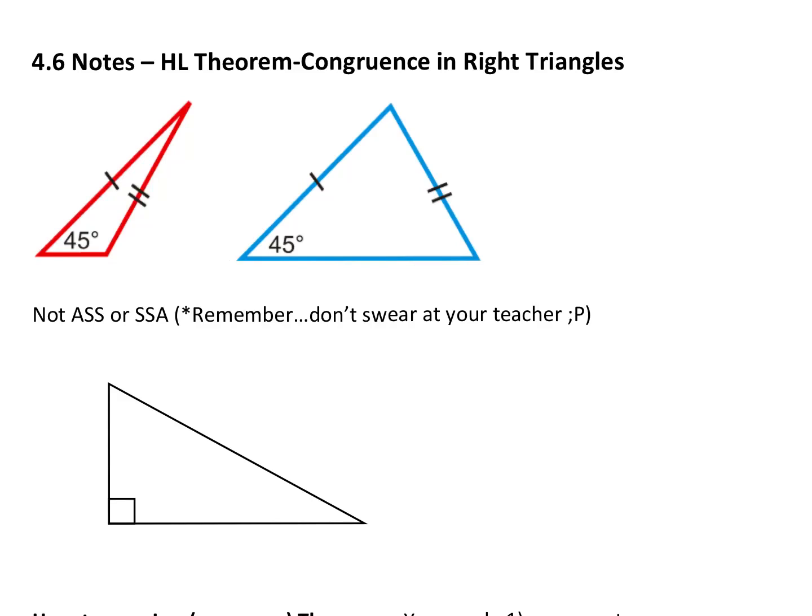4-6 is the HL Theorem. It's called the Hypotenuse Leg Theorem. We'll get to that in just a minute. With HL, okay, it looks like donkey, but remember we said donkey doesn't work, and this is why.